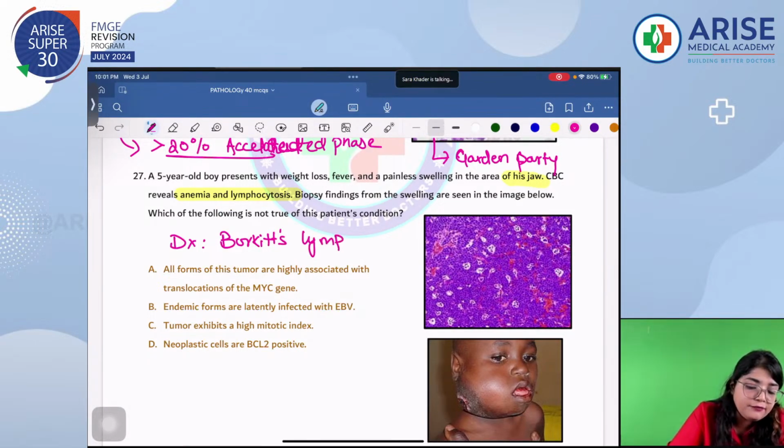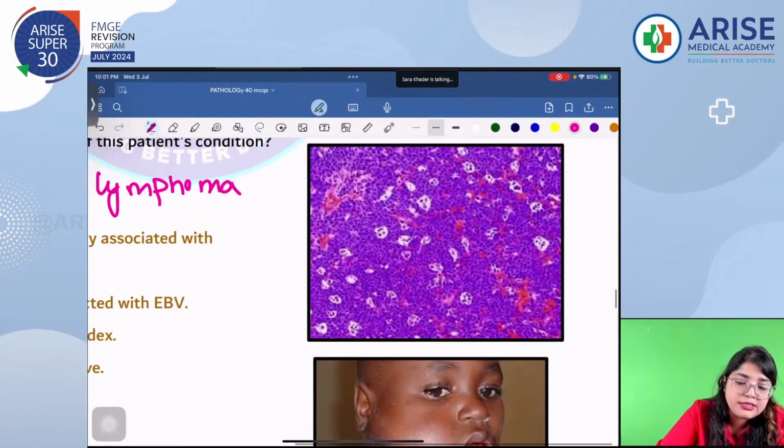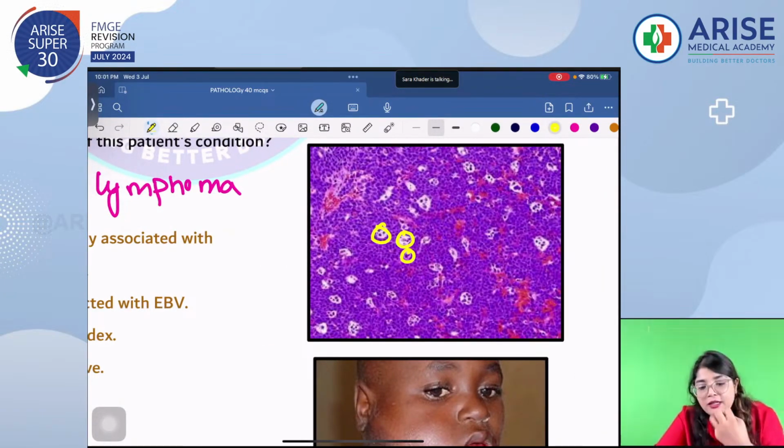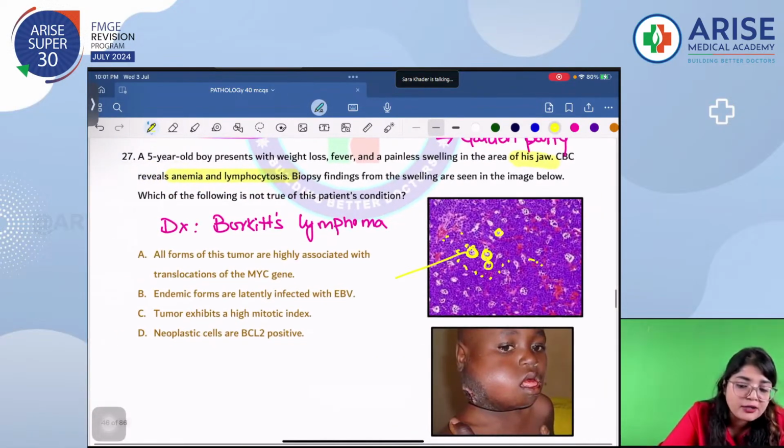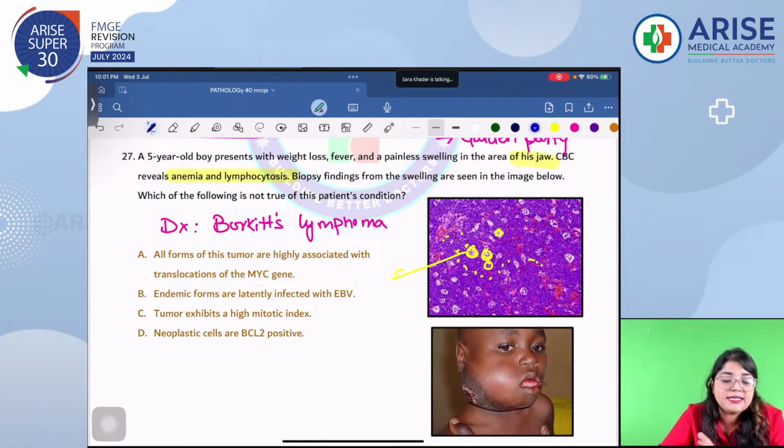Okay, and Burkitt's lymphoma, you can see the starry sky. You can see the presence of a starry sky where you have macrophages that have engulfed these tumor cells and the sea of tumor cells. So all tumor cells and macrophages that have engulfed, those macrophages make the stars, and then the sky is made up of tumor cells, right?